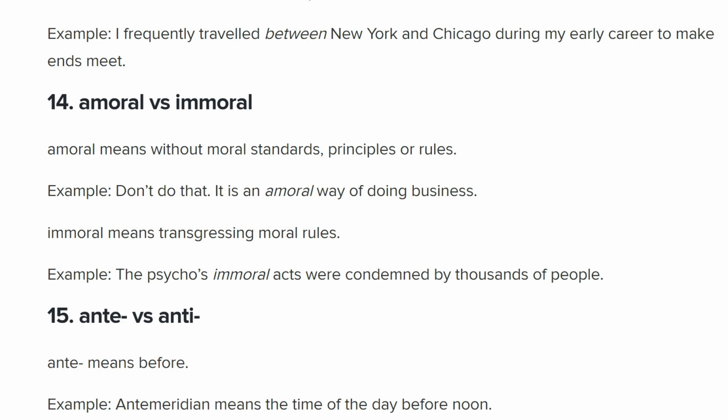What do they say? Amoral. By the way, the A at the beginning, like atheist or whatever, means without. So amoral, without morals. Amoral means without moral standards, principles, or rules. Whereas immoral means transgressing or breaking moral rules that do exist. So that's an interesting debate that you can have with yourself or others as to whether there's a significant difference between them. What one person's immorality is another person's amorality, for example.